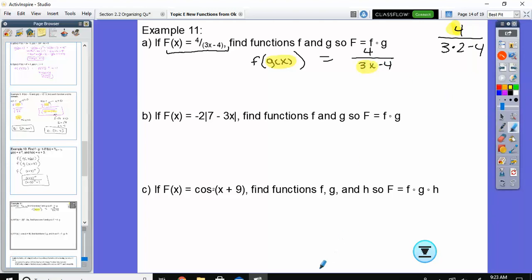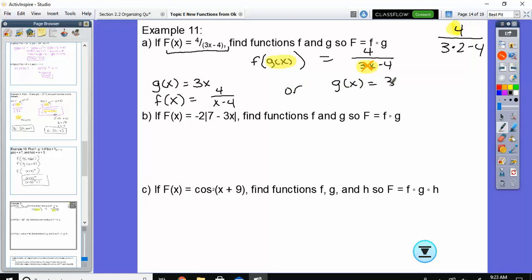Okay, so a couple different answers. G is the inside, so you can think of it as the inside or what we do first. You can define your g of x to be that. So I'm going to say my g of x is 3x. Now when you plug it in, you replace x, right? So if I take my 3x out, it goes back to being just a plain x. So my f is 4 over x minus 4. There's not always just one right answer.